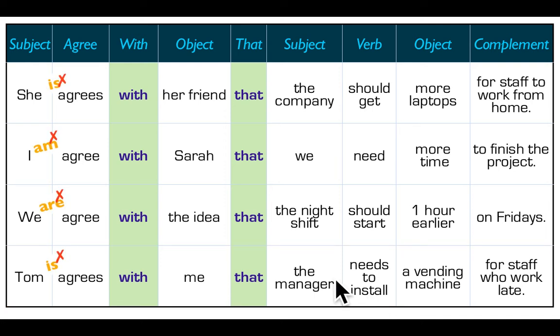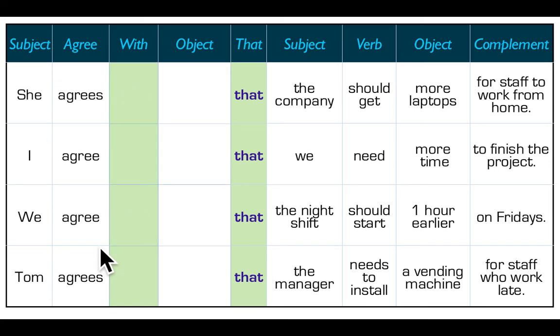Don't forget, as we said earlier, common mistake by students is this be addition here. That's completely incorrect, so don't do it. If you don't want to say who you agree with, that's fine. Just drop the with and the object and say the rest of the sentence as normal. She agrees that the company should get. I agree that we need more.